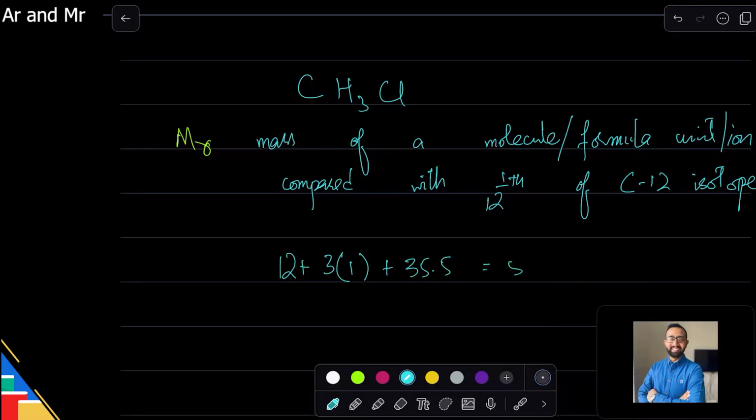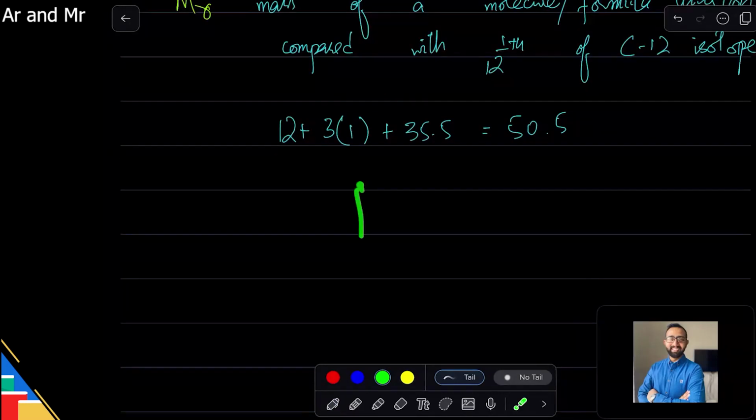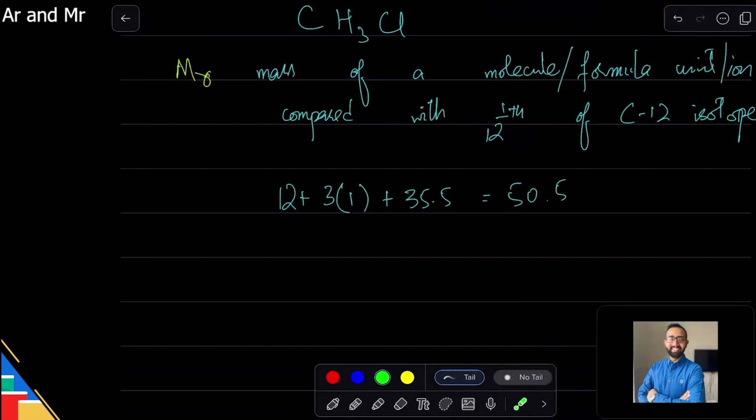I don't need to calculate for each isotope separately. People have already done it for us. In the periodic table, there are 2 numbers. The bigger number is the AR. The smaller number is proton number. So with the AR of each one given, we can easily calculate the MR.